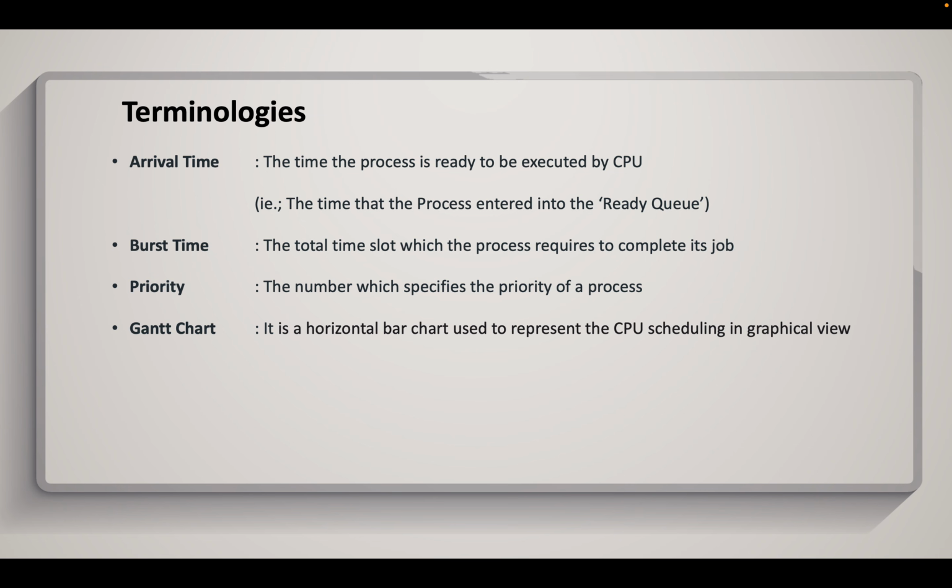There are some terminologies associated with process scheduling. Arrival time means when the process arrives at the ready queue. Burst time is the total execution time needed by the process. Priority means the priority of the process; each process may be assigned a priority. A Gantt chart is the diagram which explains the execution of processes.